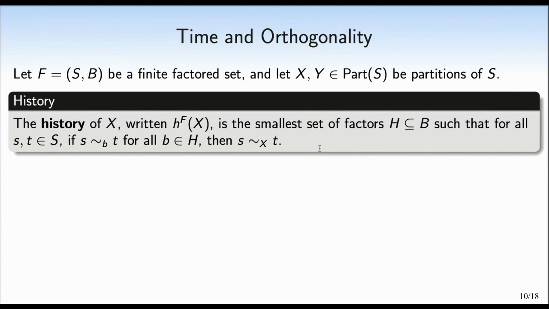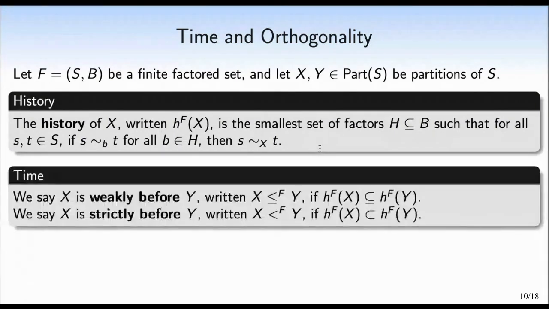I also could give an equivalent definition that the history of X is the complement of the set of all factors that are kind of independent of X. Actually, I think I'll just leave that off for now. Here's the definition of history. I'm going to give an example soon that'll maybe make this a little more clear. Okay, so this is history. And then we're going to define time from history.